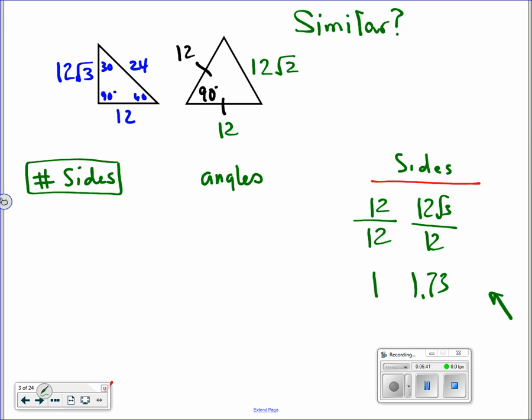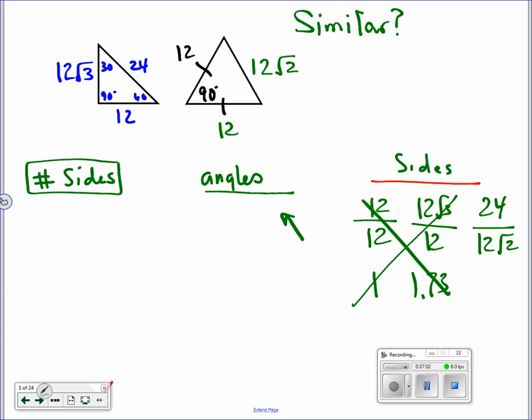Now, there's another set of sides, 24 and 12 square root of 2. And I could take the time to write this and put it in my calculator, but what I want you to know is you've already had it fail here. So I just know from this first set, these two triangles up here are not similar. And that's how you work the sides, right?